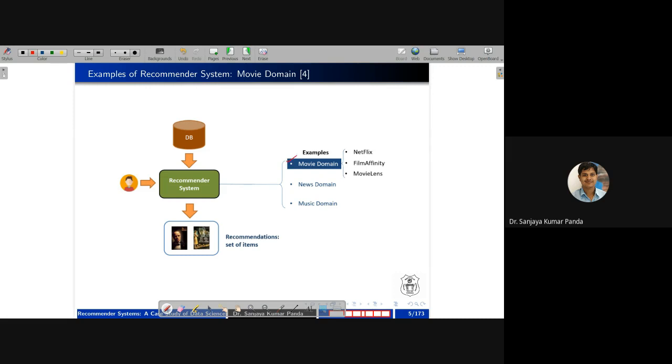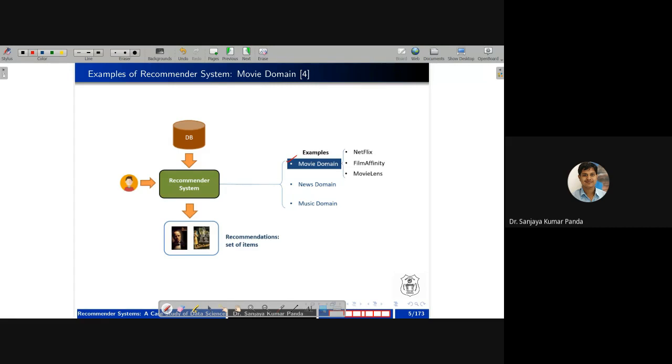So already, I have given the example of Netflix, or Amazon Prime, or you can go for Film Affinity, or Movie Lens. These are very popular sites where the recommendation system plays an important role, because dealing with a very large number of users is very, very difficult. So the solution is that if you can design a particular model, through that model you can suggest something. So that can be generalized.